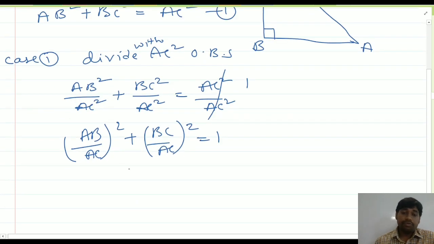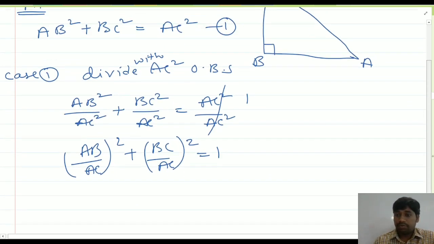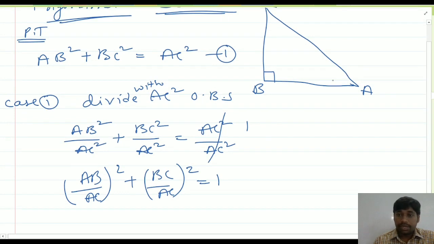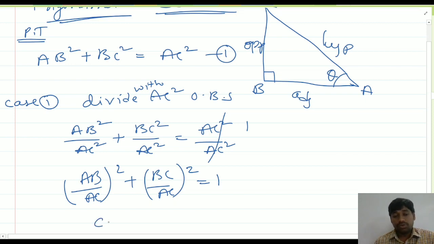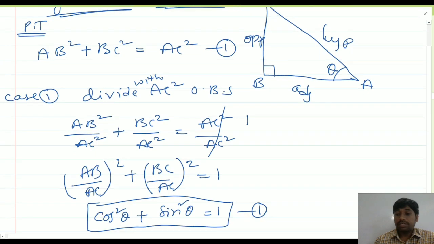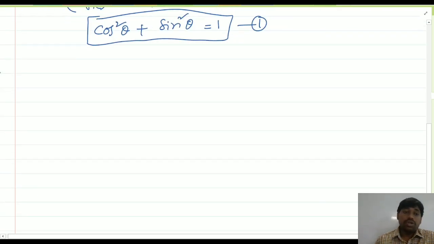If you observe, AB by AC from the triangle: if the angle theta is at A, then BC is opposite, AB is adjacent, and AC is called hypotenuse. BC is opposite by hypotenuse, which is sin. AB by hypotenuse is called cos. So cos square theta plus sin square theta is equal to 1. This is the first identity we have.